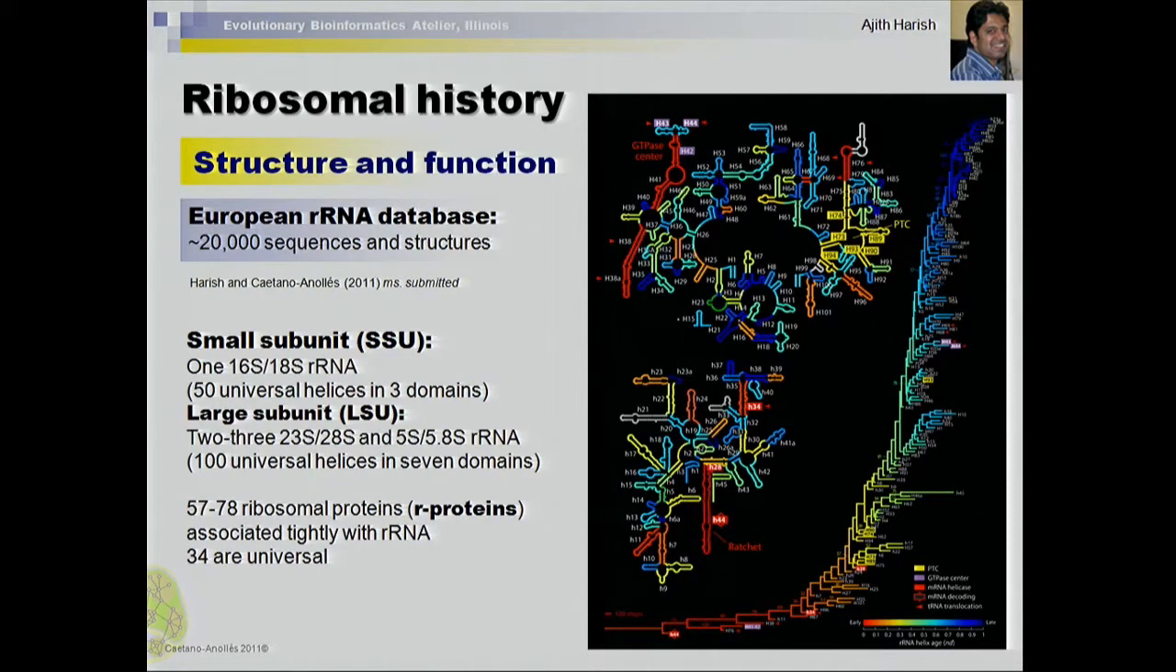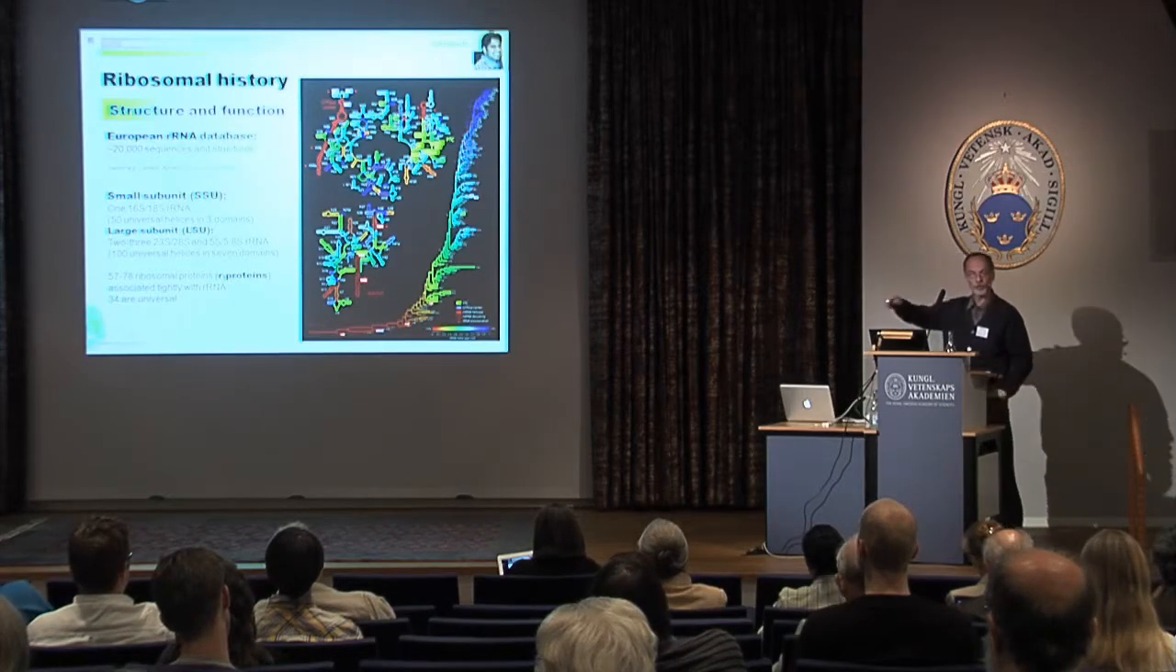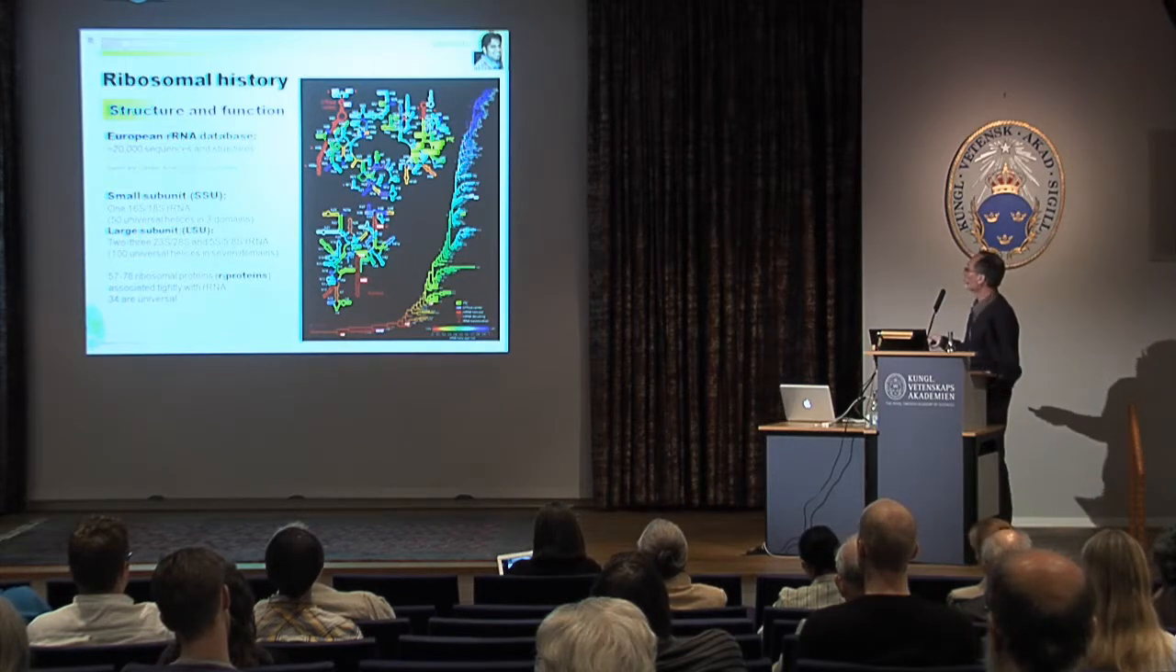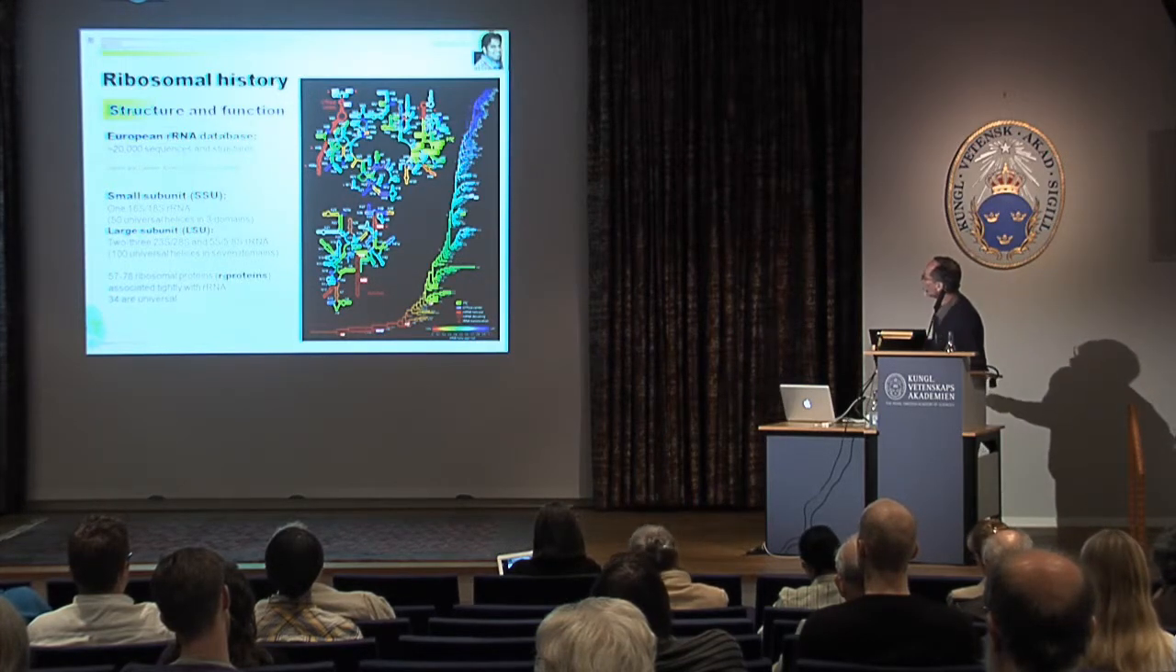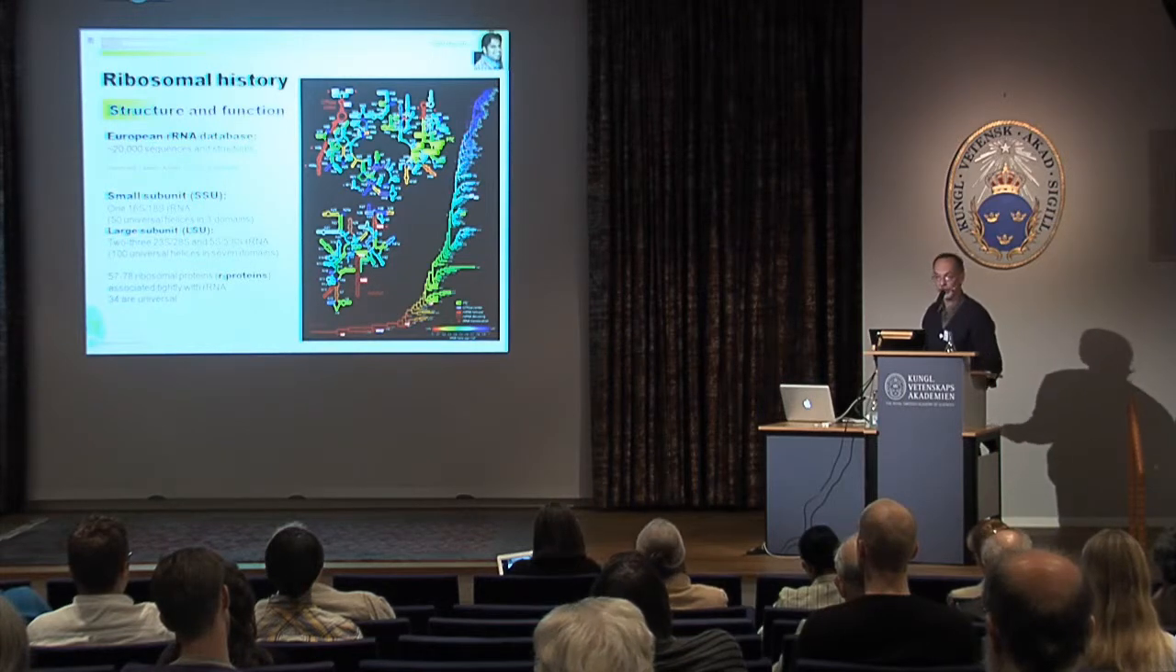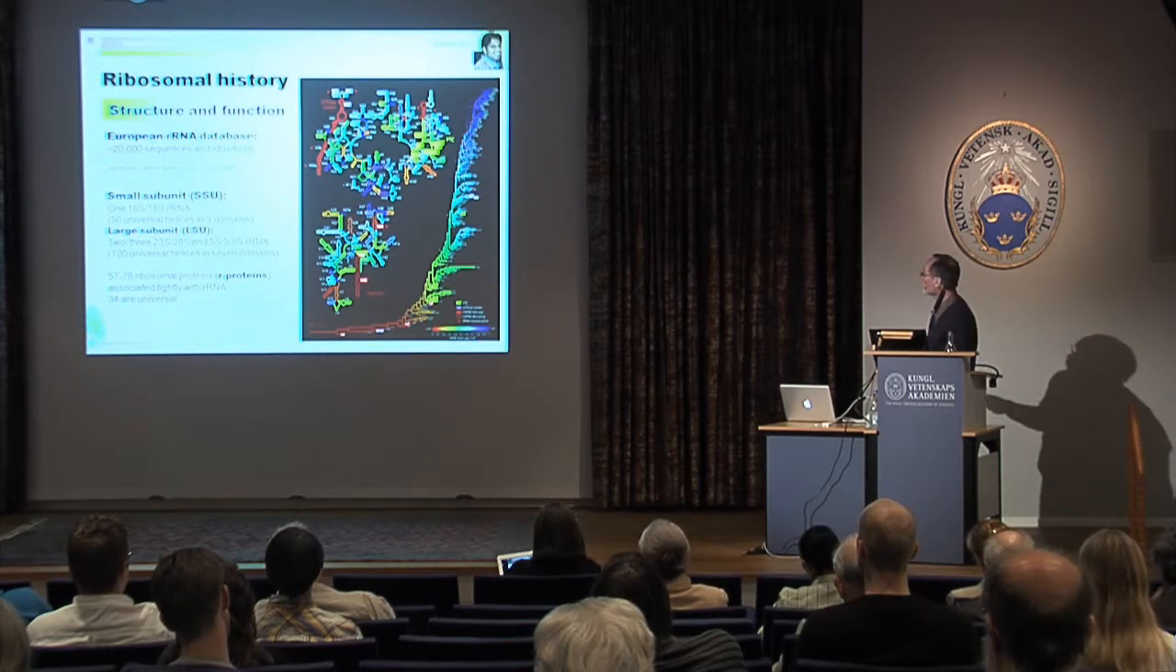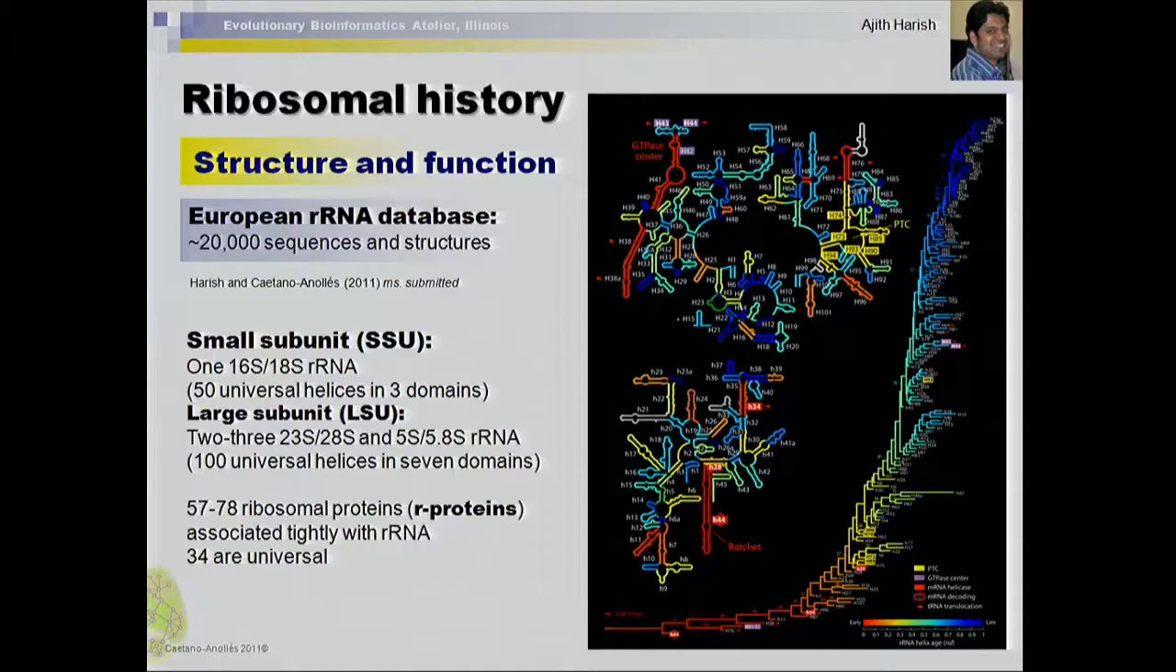Ajit basically exploited the information that exists in the European ribosomal RNA databases on the small and large subunit, thousands of sequences, and he built this beautiful tree here that describes the evolution of the component parts of the ribosome. And as you can see, the most ancient part of the ribosome is the ratchet, the ribosomal ratchet that allows for translocation to occur in the molecule. And the actual PTC, the peptidyl transferase center, responsible for protein synthesis, is quite derived. It's this yellow portion that you see here in the tree.